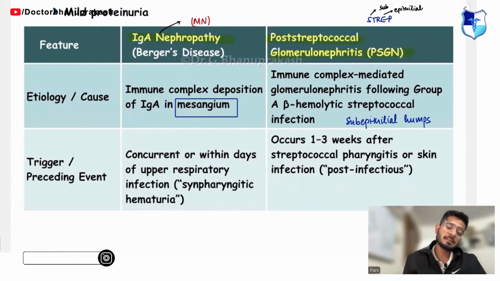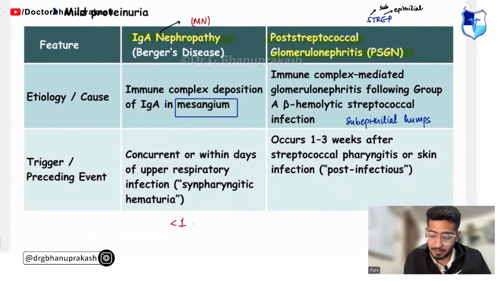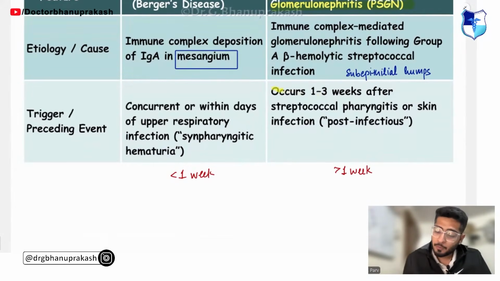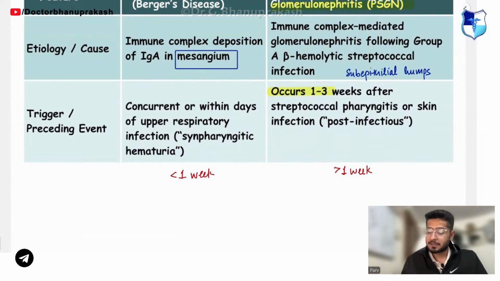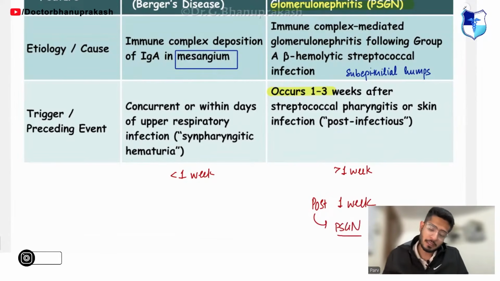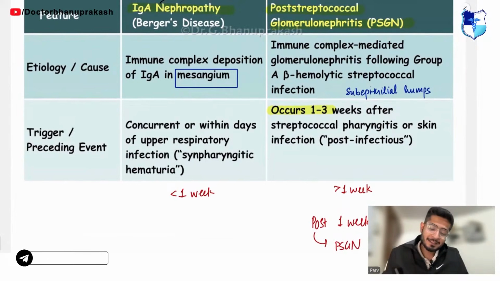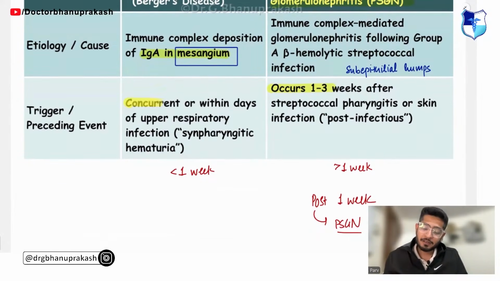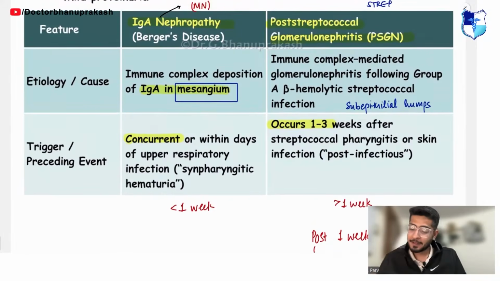Please understand, IgA nephropathy is going to occur in less than 1 week. And if it is more than 1 week, then please consider PSGN. So it occurs 1 to 3 weeks after streptococcal pharyngitis. So how to understand? See, post 1 week, then you can understand PSGN. Whereas IgA is less than that. IgA, mesangium, it is actually concurrent, side by side, and then you have got streptococcal and this PSGN.